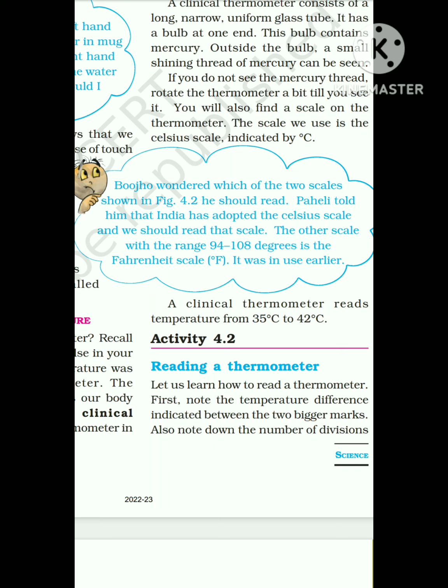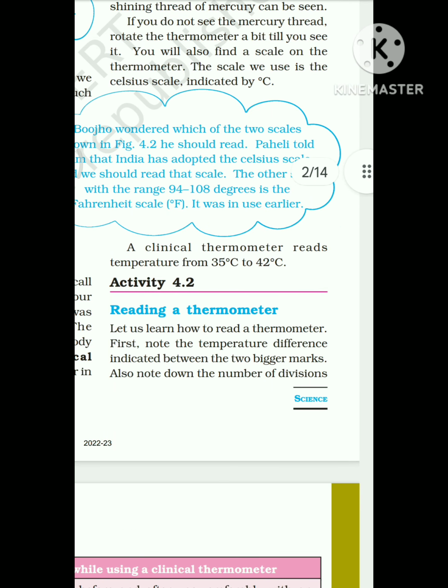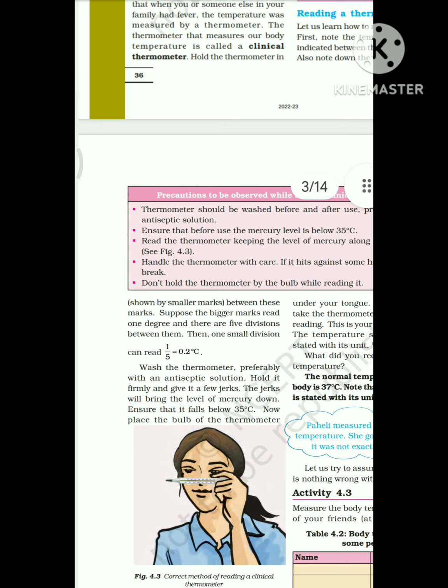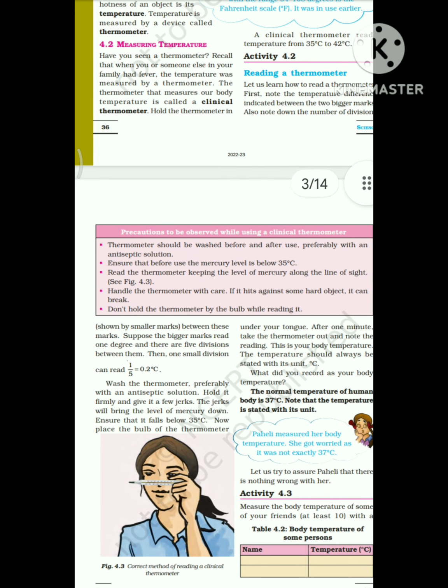And next is reading a thermometer. Let us learn how to read a thermometer. First, note the temperature difference indicated between the two bigger marks. Also note down the number of divisions shown by smaller marks between these marks. Suppose the bigger mark reads 1 degree and there are 5 divisions, then one small division can read 0.2 degrees Celsius. And there are some precautions to be observed while using a clinical thermometer.